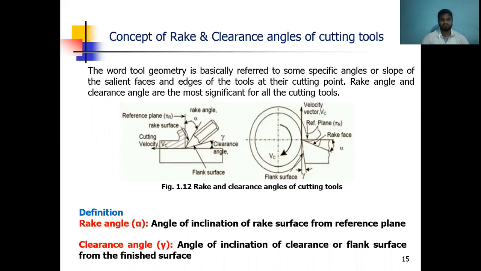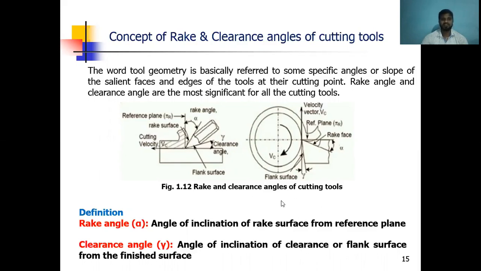The referred figures are here. This is the clearance angle, and VC is nothing but cutting velocity. The phi r is nothing but a reference plane. This is the rake angle, the angle between the workpiece perpendicular line and the cutting tool face, which is called the rake angle. The rake and clearance angles of cutting tools are shown here.